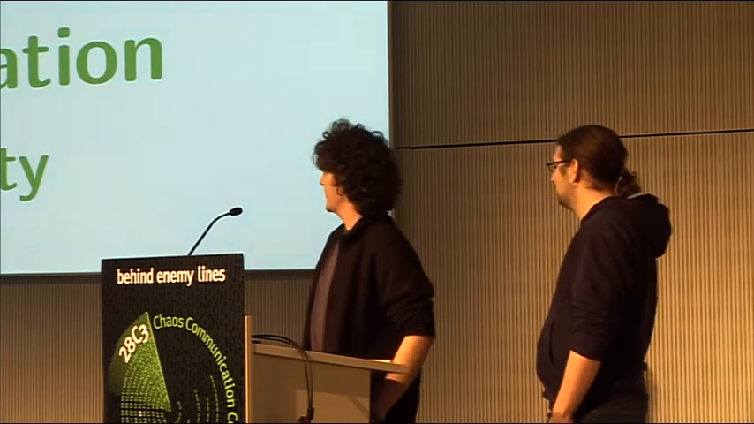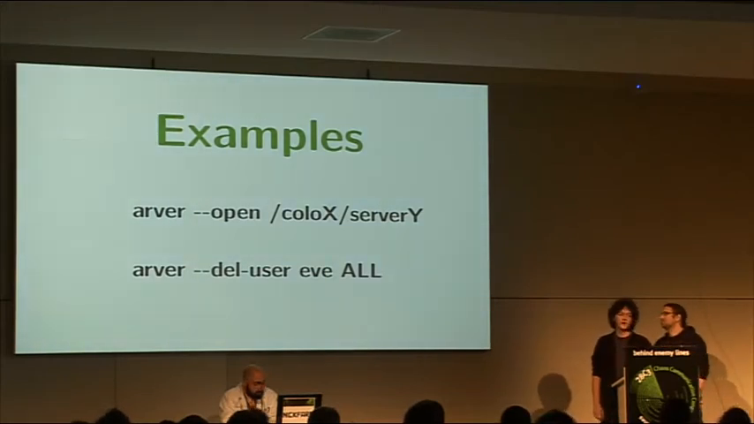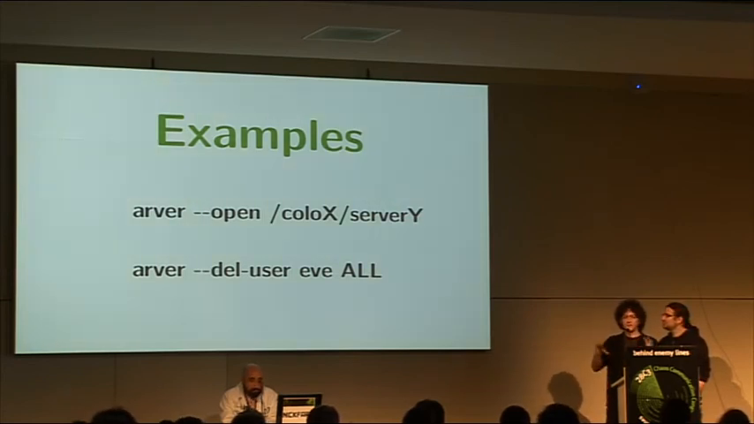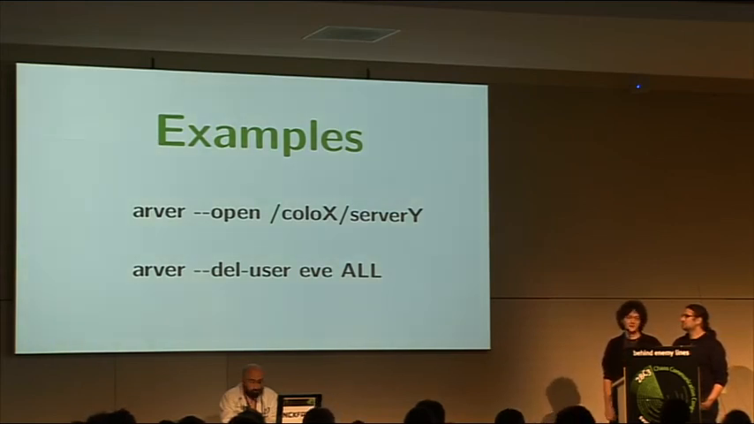So there are two more items on our checklist. We want to do automation. So next slide. I have here two examples of commands you can execute with Arver. In the first example, you see that Arver groups your disks by server and by location. And you can just apply commands to a whole bunch of disks by saying, I want to apply it to the whole server. And you also have script hooks where you can define what kind of scripts get executed after a certain action is performed.